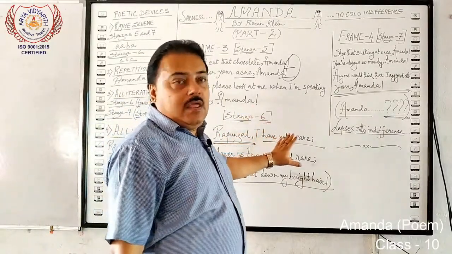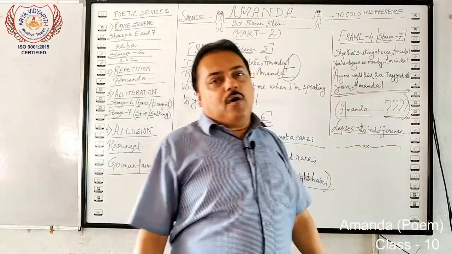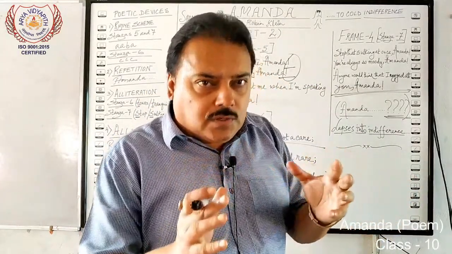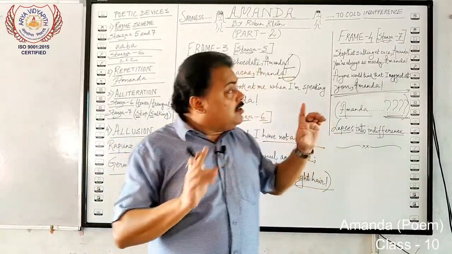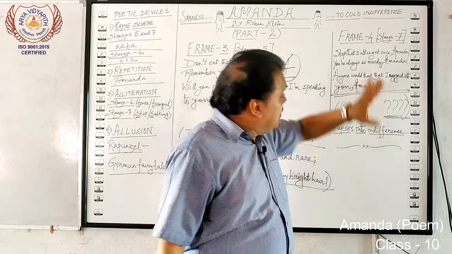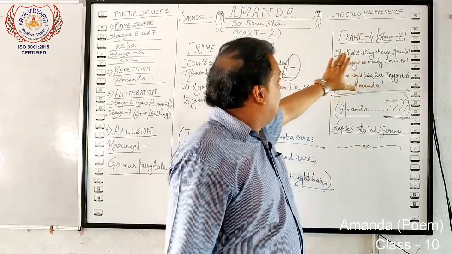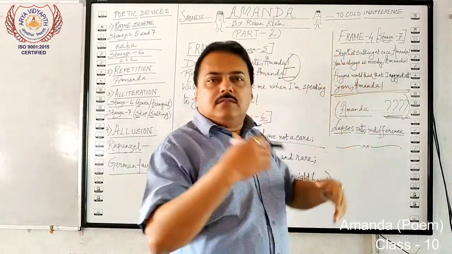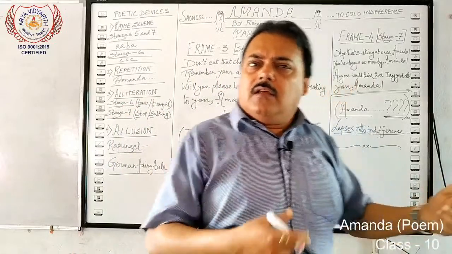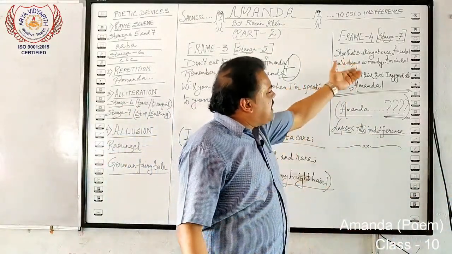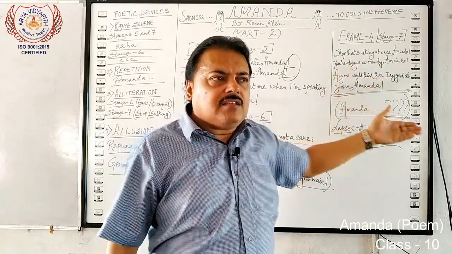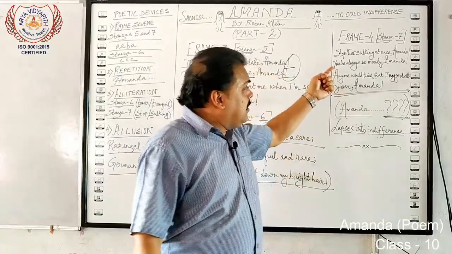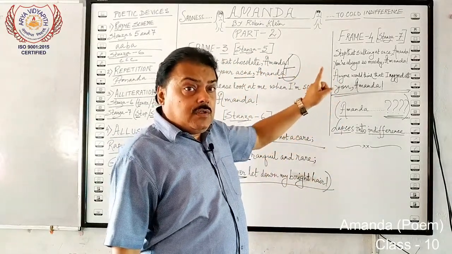Now, coming to the last part of the poem. I told you there is something unusual in the last part. Now, what is it? Stanza 7 of frame 4, the last frame. Obviously, it begins with the yelling and shouting of Amanda's mother. And she says, stop that sulking at once, Amanda. Sulking is feeling sad and disappointed, feeling annoyed. So Amanda is annoyed according to her mother.